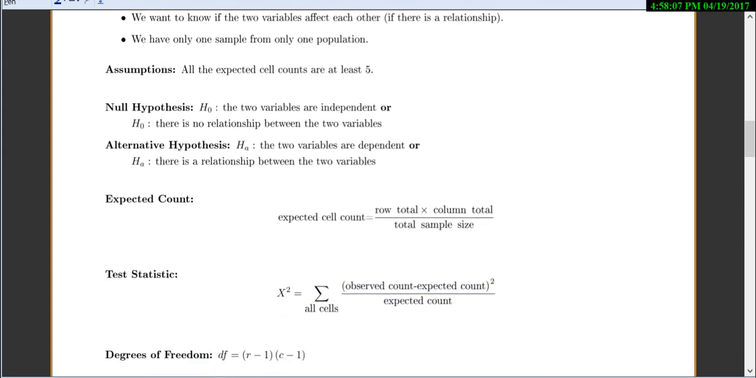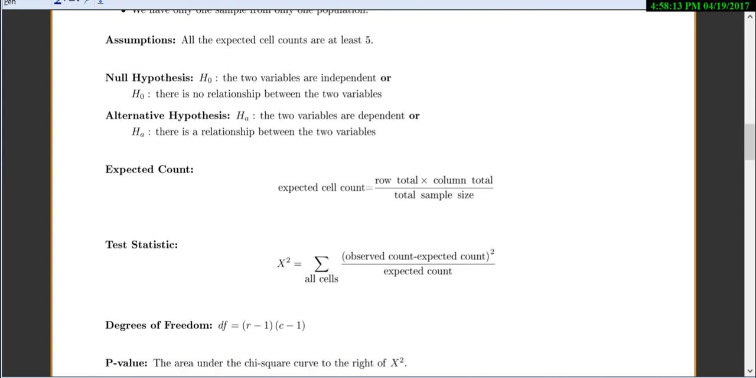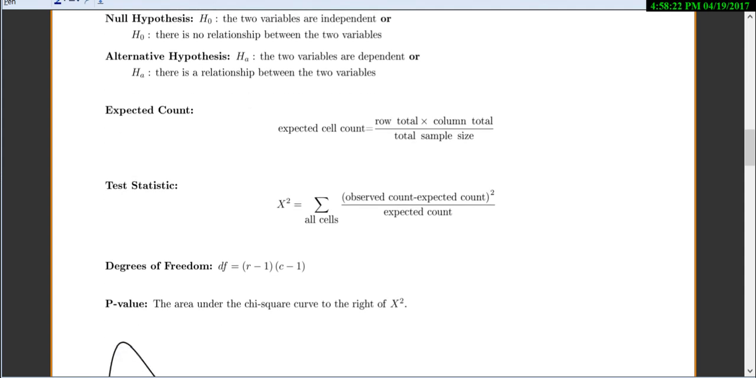To find each expected cell count, you'll do the row total times column total divided by total sample size, or overall total. Our chi-square test statistic is the sum over all of the cells of observed count minus expected count, squared, over the expected count. Our degrees of freedom is r minus 1 times c minus 1, where r is the number of rows, so it's number of rows minus 1 times number of columns minus 1. It's very important here that you don't count the totals. The totals don't count when you're calculating degrees of freedom.